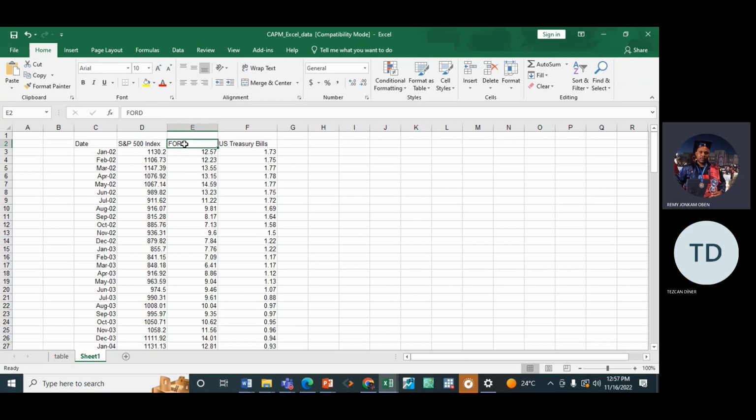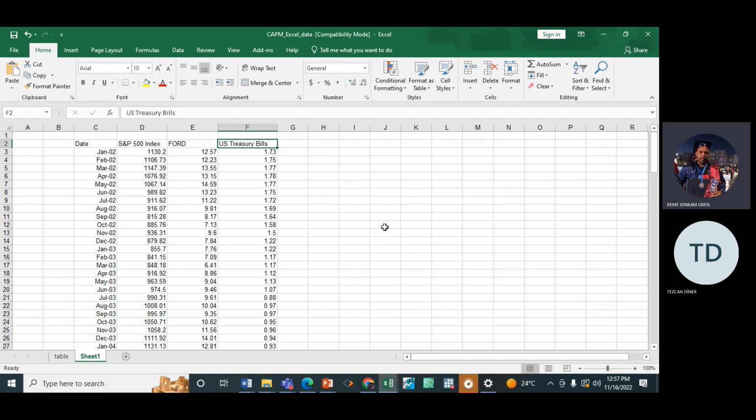Then this Ford is a company. So this Ford is a stock, like a company. And then these US Treasury bills show us the risk-free rate of return. I told you the risk-free rate of return is a return you get if you take no risk. But in real life, there's nothing which has no risk. So we always assume that the return from Treasury bills is risk-free, especially US Treasury bills, because if you invest in US Treasury bills, you are sure to get your money back. It's not like there is any risk of default or something. So we always take the return from T-bills to be the risk-free return.